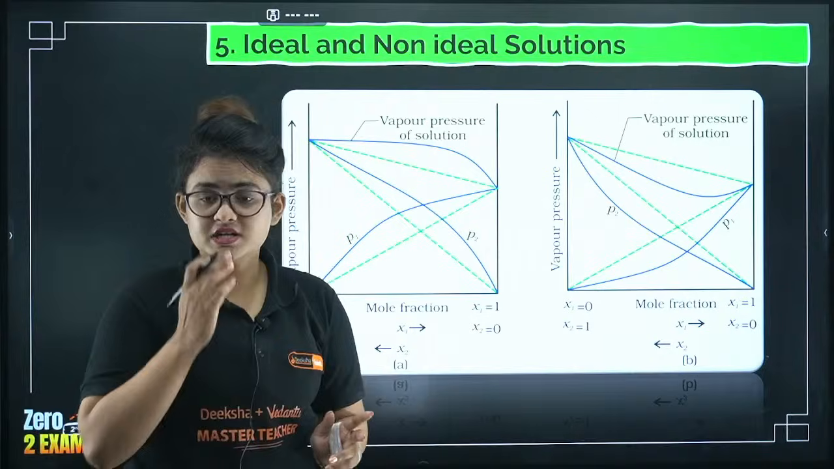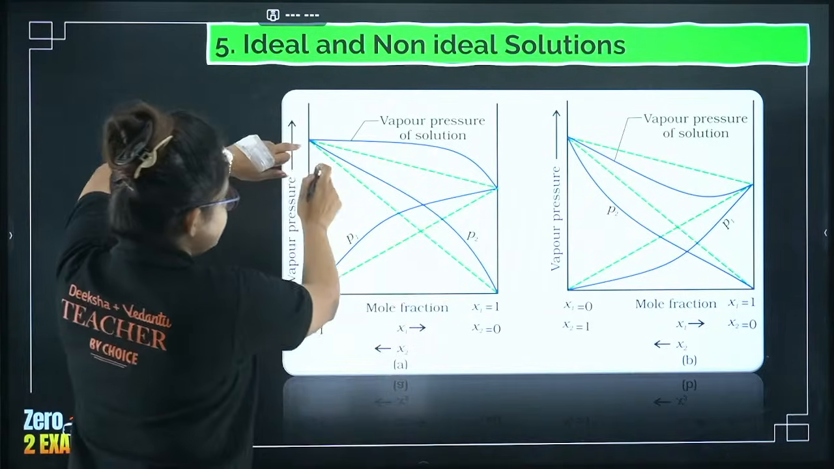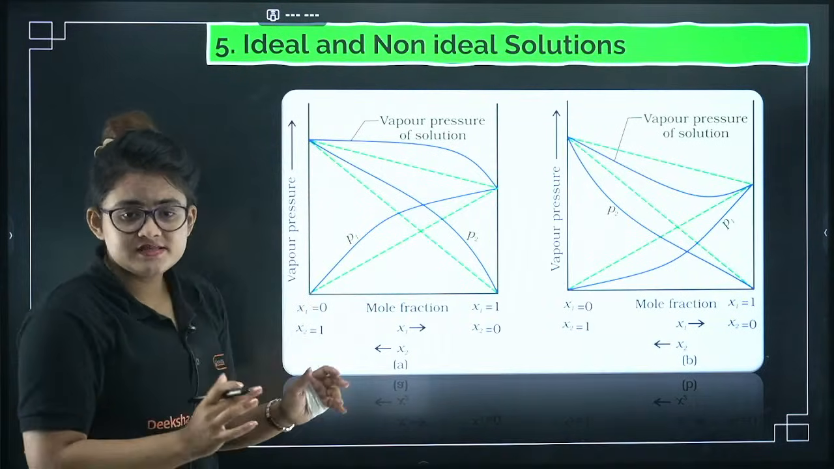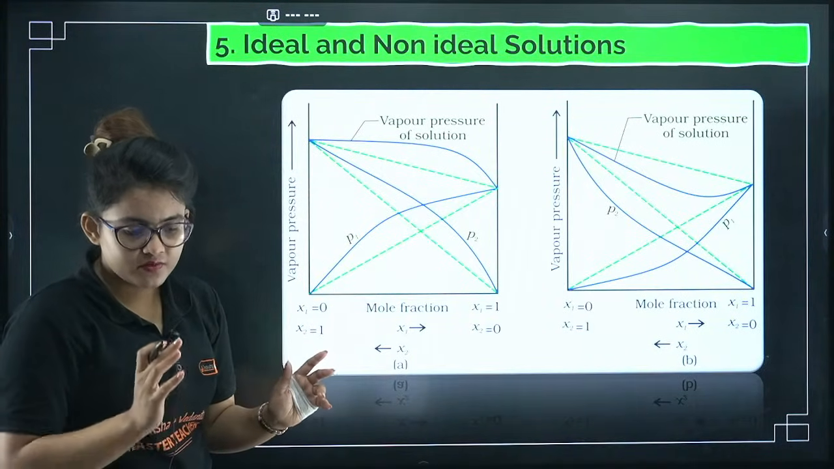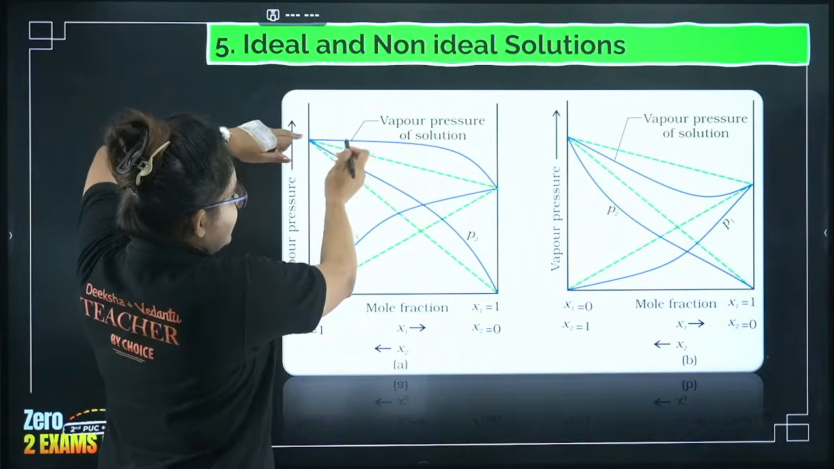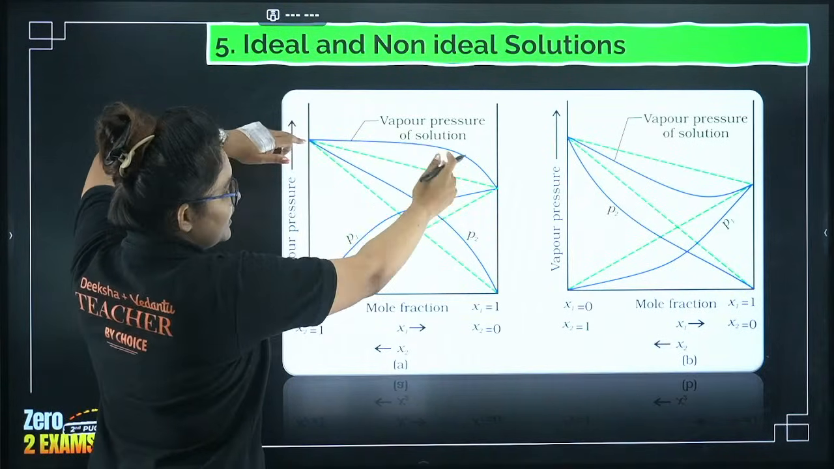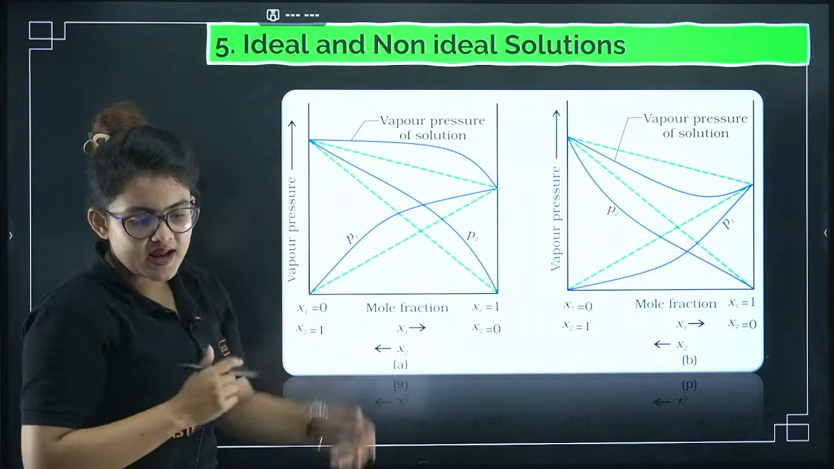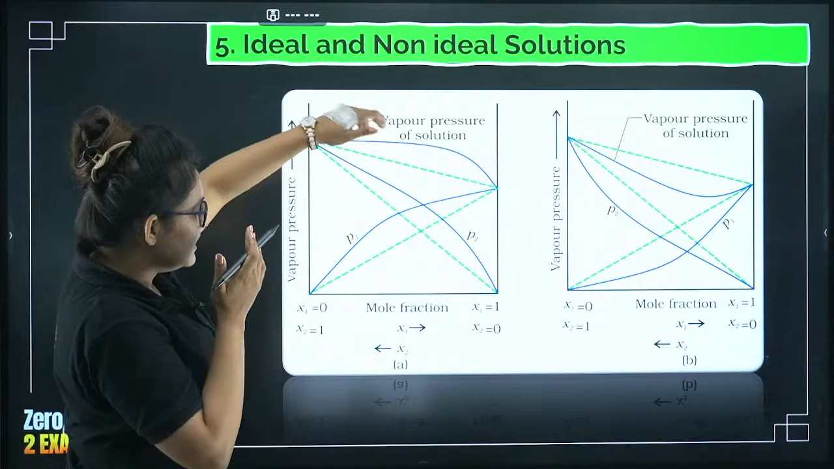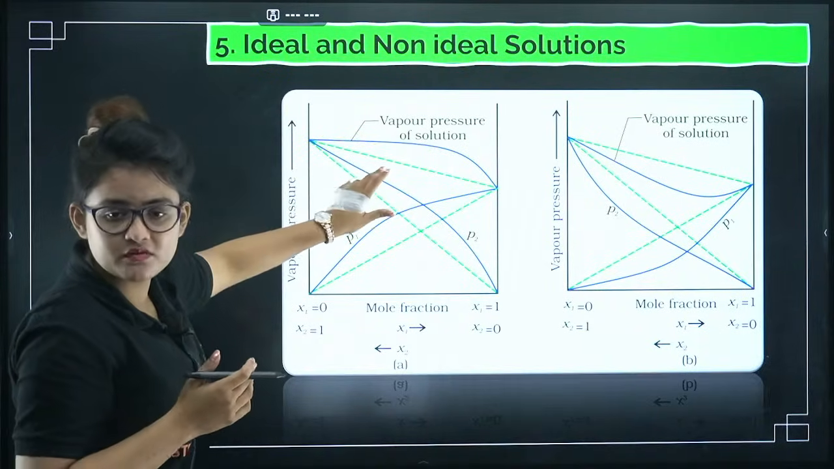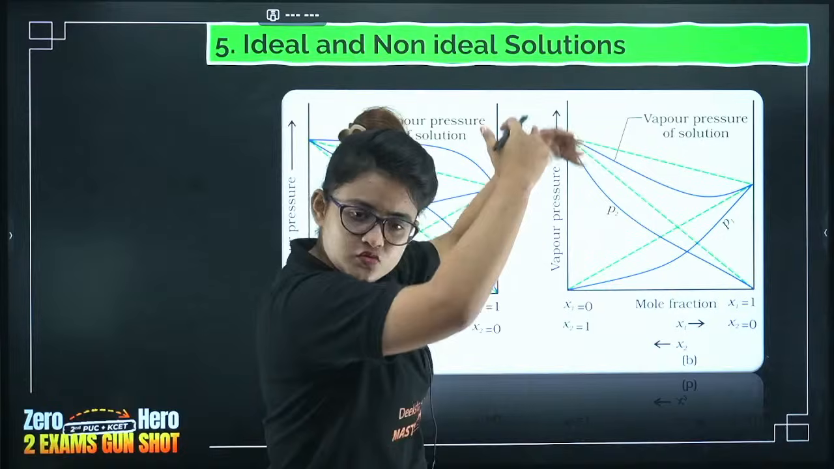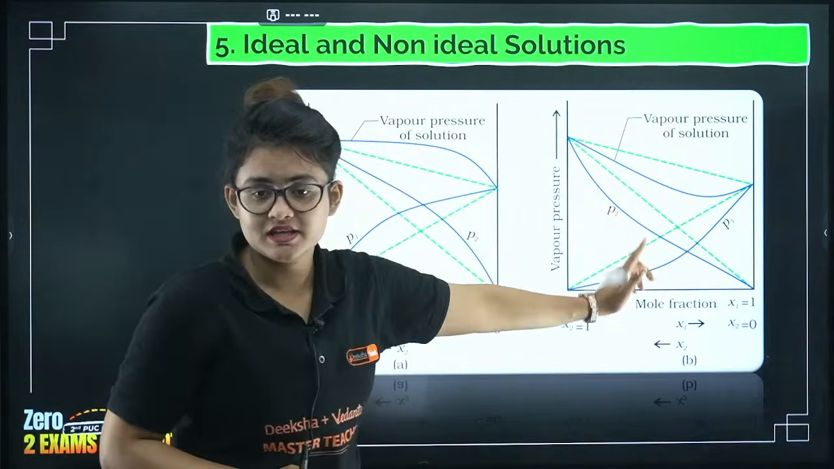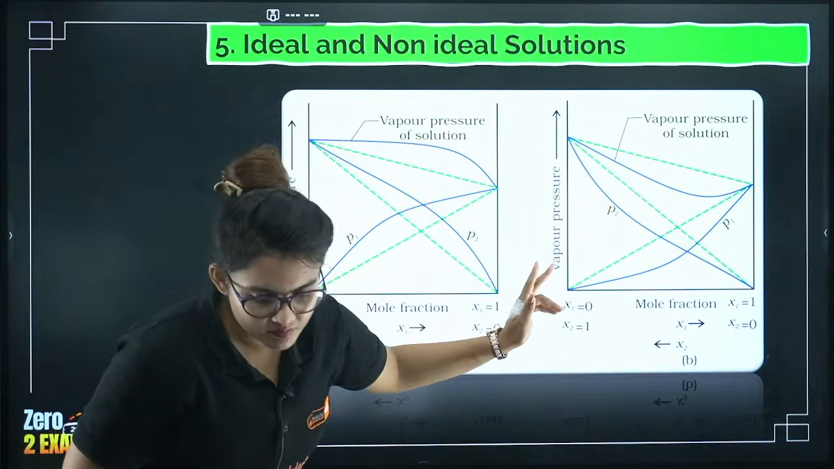Here you can see the graphs of the non-ideal case, positive deviation and negative deviation. In positive deviation, this green line indicates the ideal solution, that is Raoult's law. And this particular blue curve is towards the positive end, right? So from here you can tell that this is the positive deviation from Raoult's law, and here you can see it is towards below, meaning towards negative. So this is how it looks in the case of negative deviation. Very important.